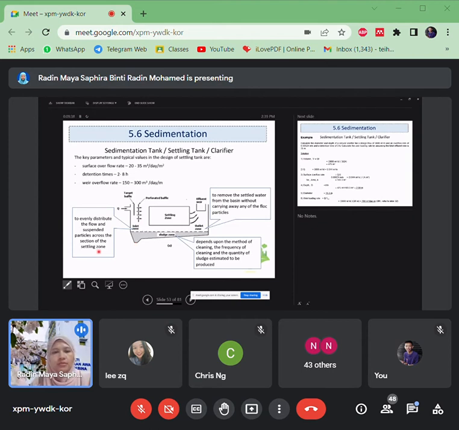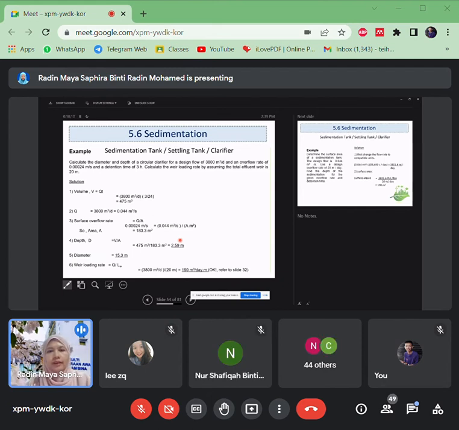So this one is to distribute the flow and suspended particles across the section of the settling zone. Sludge means the flocs that have settled, right? And then to remove the settled water from the basin that carries away all the flocs, we have this outlet zone where they also have this effluent weir. The water that comes out is clear, all the dirt, all the flocs, have settled in here.